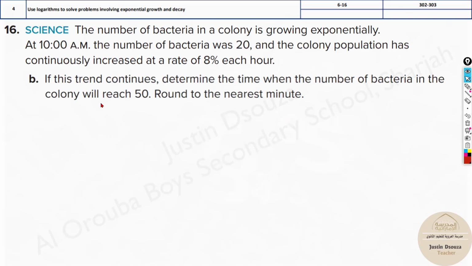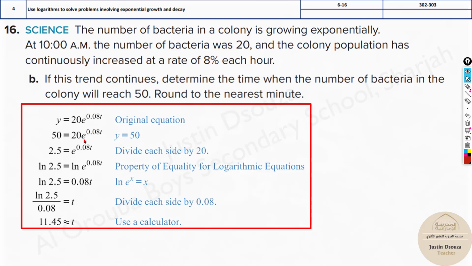And now if you want to find the second part, they have told when will it reach 50. So just substitute y as 50 over here and put it in the calculator. You will get the time as 11.45. Now we got 11.45 as the time. That means it'll take 11 hours and nearly 30 minutes. But they have clearly mentioned, determine the time to the nearest minute. And we know this will be starting at 10 a.m. So we need to add 11 and a half hours to this.